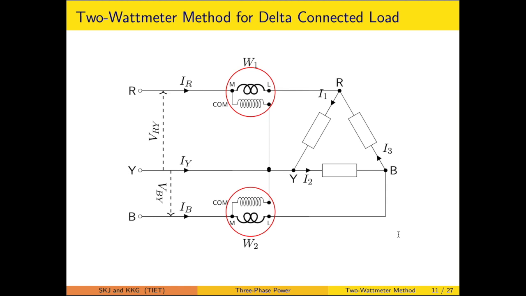Now for the delta connection, the procedure is similar. The only difference we have to keep in mind is that the voltage VRY is a line voltage which is equal to the phase voltage. VBY is a line voltage which is equal to the phase voltage. However, IR and IB are the line currents, so they are to be associated with the phase currents. So IR will be equal to I1 minus I3. Similarly, IB will be equal to I3 minus I2. Here you have applied the KCL at R and B.